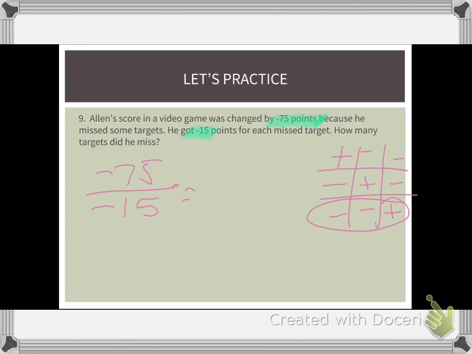And then 75 divided by 15, let's see, I can count that by 15. So I got 15, 30, 45, 60, 75. So 1, 2, 3, 4, 5. He missed 5 targets.